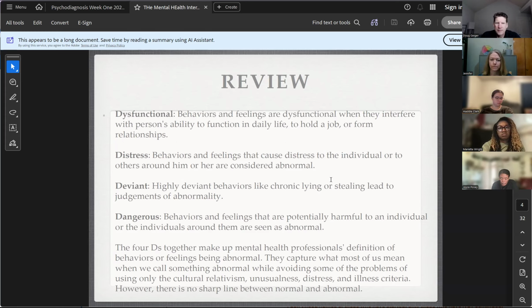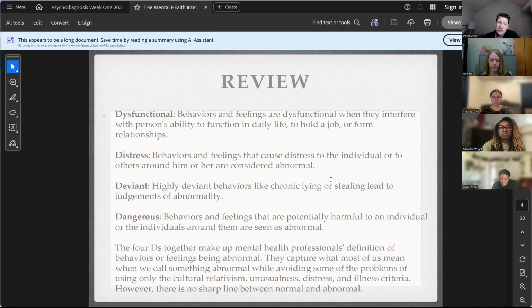Dysfunctional. This is some vocabulary as well. Behaviors and feelings are dysfunctional when they interfere with the person's ability to function in daily life, or to hold a job and form relationships. If you're looking through the DSM, in most of the criteria it will say, does it affect their livelihood in some way? Does it affect their family, their job, their schoolwork, and so on, right? If it does, then obviously there's something more to it. That's one of the criteria, because somebody could say, well, I have anxiety, but it's not really affecting me in some way. So, do we really have to diagnose them with something if it's not affecting them so much?